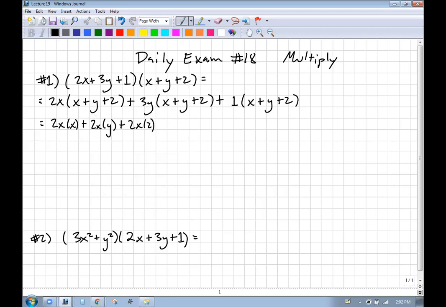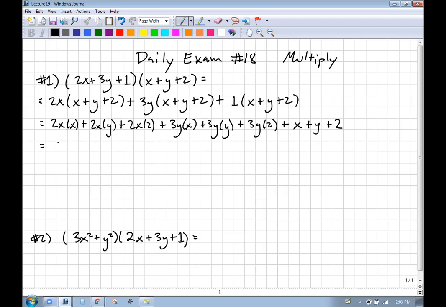Now we want to do the same here. We want to take the 3y and multiply it by the x. We need to multiply the 3y by the y. We need to multiply the 3y by the 2. And we need to take 1 times the x, a 1 times the y, and a 1 times the 2.